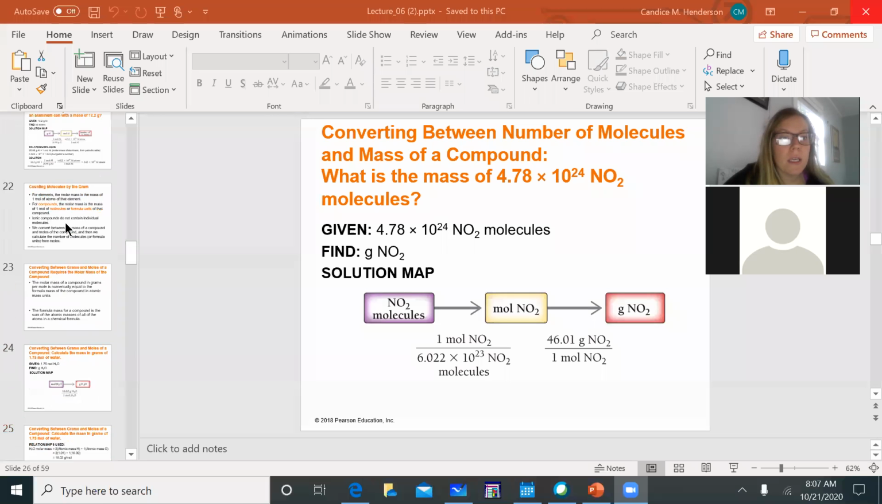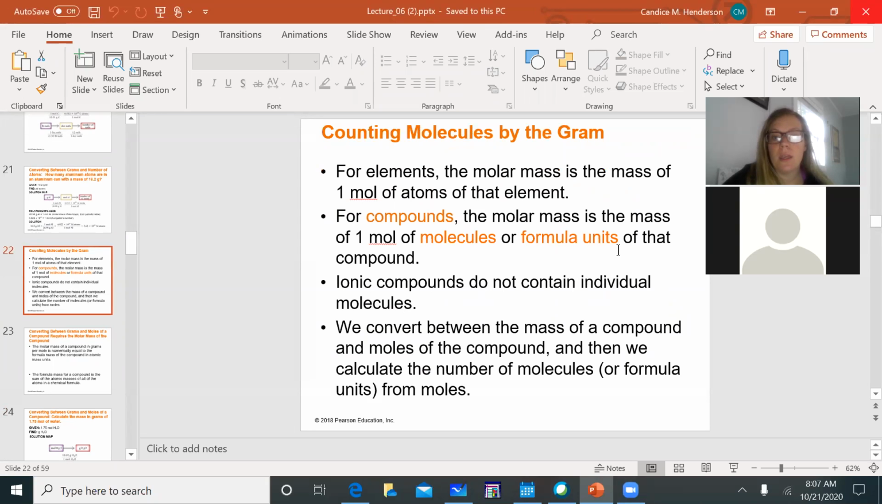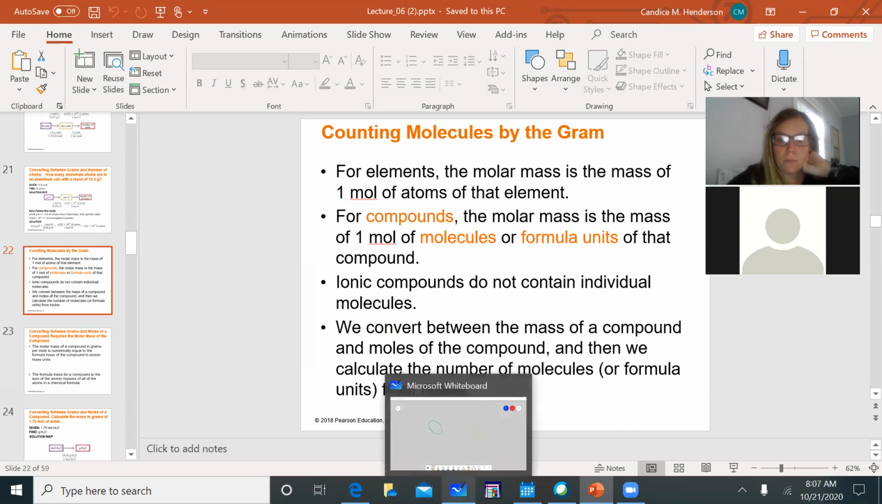We left off talking about calculating the molar mass for molecules. So it's a little extra work in that you have to sum up all the individual elements multiplied by however many of them you have to get the total molar mass.